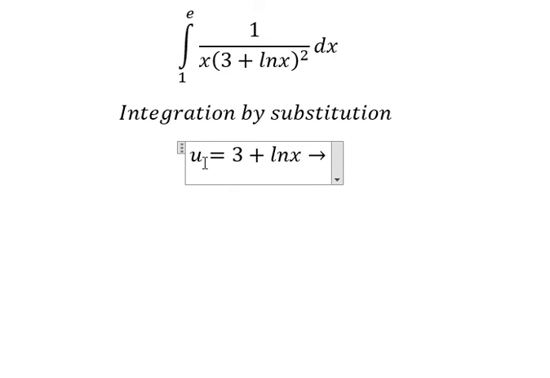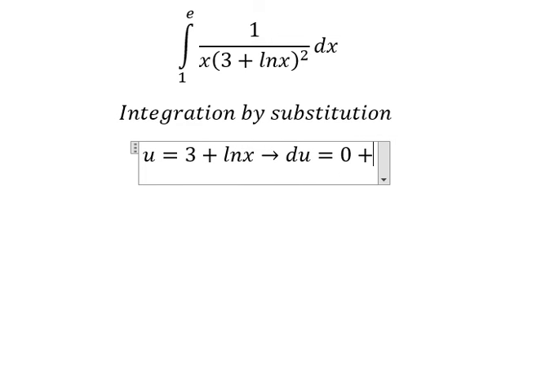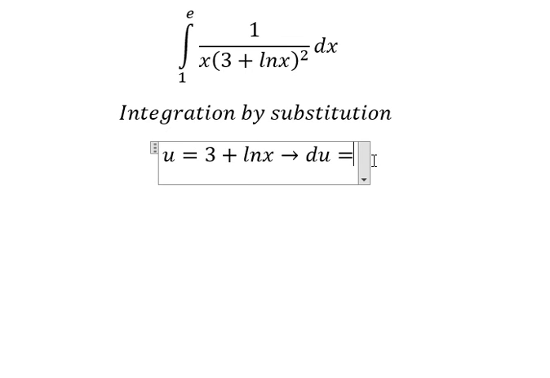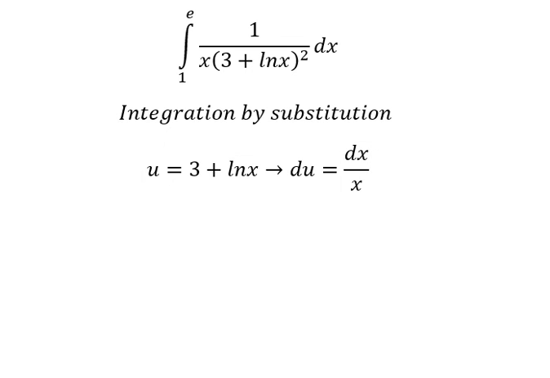Later, we need to take the first derivative of both sides. The number 3 is a constant, so you get 0. The next one is 1 over x, so if we simplify, we just write dx over x.